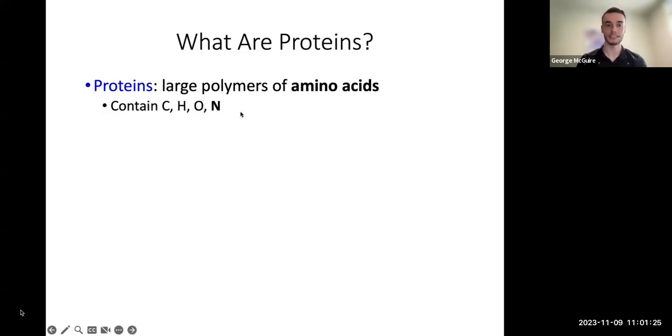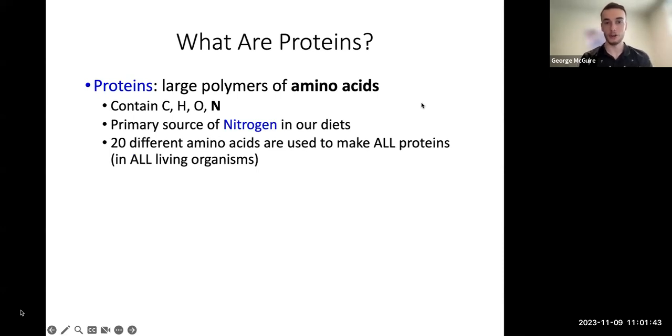And so amino acids have nitrogen in them. So whereas carbohydrates and lipids were just composed of carbon, hydrogen, and oxygen, amino acids do also have nitrogen in their amine group. And this is the primary source of nitrogen that we get in our diets.